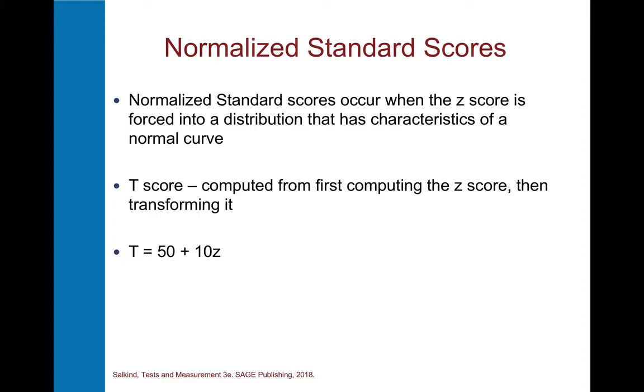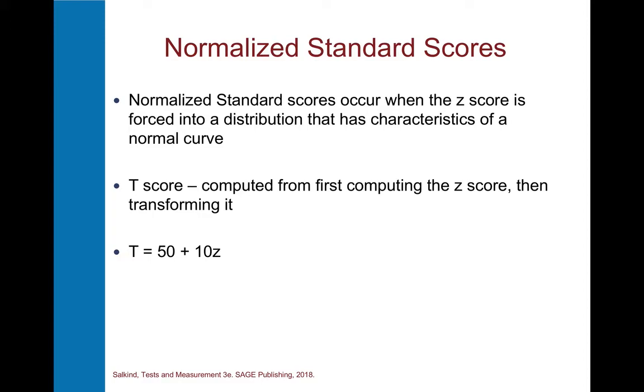Okay. A normalized standard score is pretty much what a z-score is when it's forced into a distribution that has characteristics of a normal curve. Typically, when people talk about z-scores, the assumption is that you can interpret it similar to it being in a normal curve, just like what we've been talking about. Let's talk about a t-score.